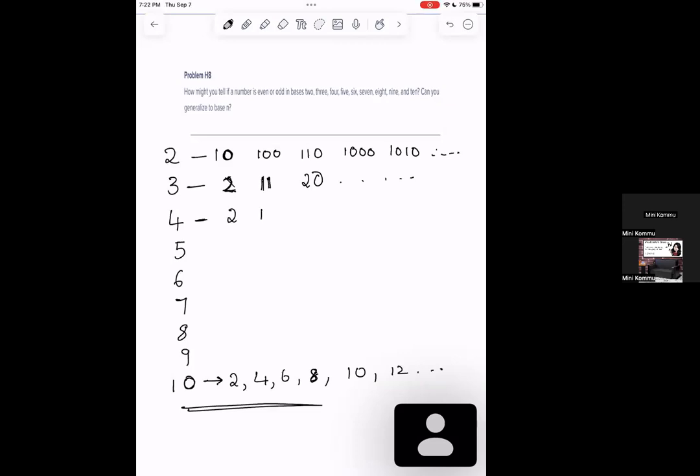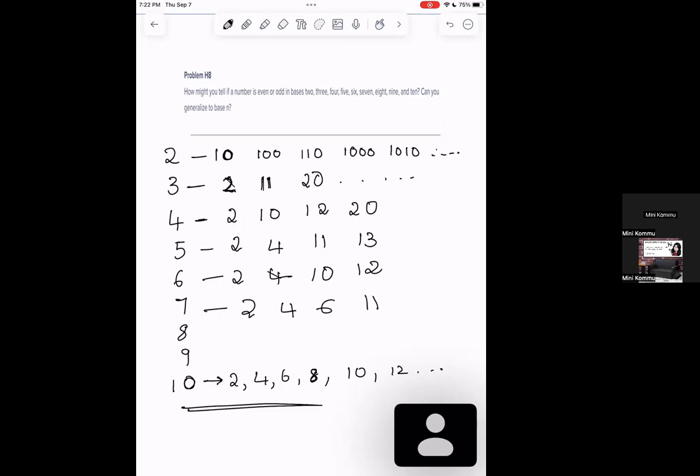We'll go 2, 10, 12, 20, and so forth. In base 5, we should be thorough with base 5 by now. So 2, 4, 11, 13, and so forth. Base 6, you will have 2, 4, 10, 12, and so forth. Base 7, you will have 2, 4, 6, 11.